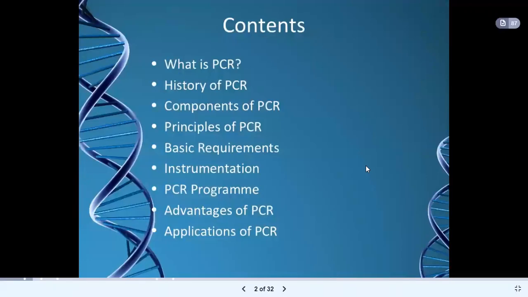In today's lecture we will discuss what PCR is, history of PCR, components of PCR, basic principles of PCR, basic requirements, instrumentation, then programming, advantages of PCR, and lastly the applications of PCR.